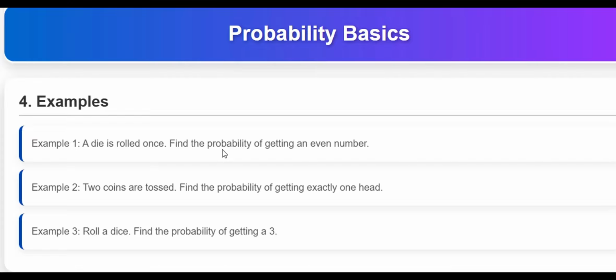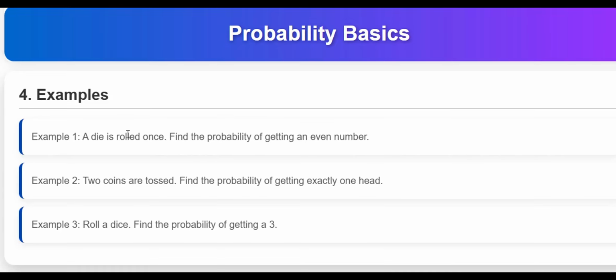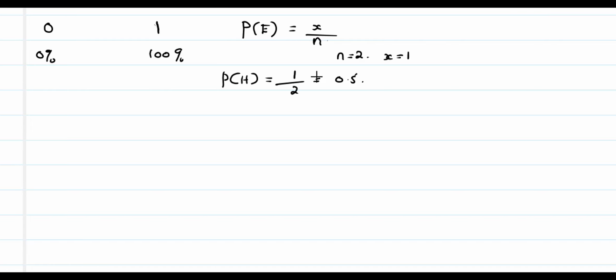So now, having that logic, can we try some examples here? If somebody tells you a die is rolled once, find the probability of getting an even number. What it means is a die has 6 sides, which I can call those 6 sides like this. That one we call a sample space. So I can say, it can give you 1, can give you 2, can give you 3, can give you 4, can give you 5, or can give you 6.